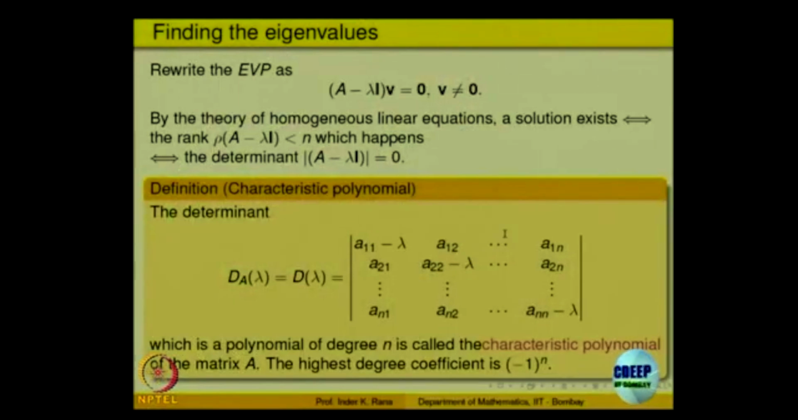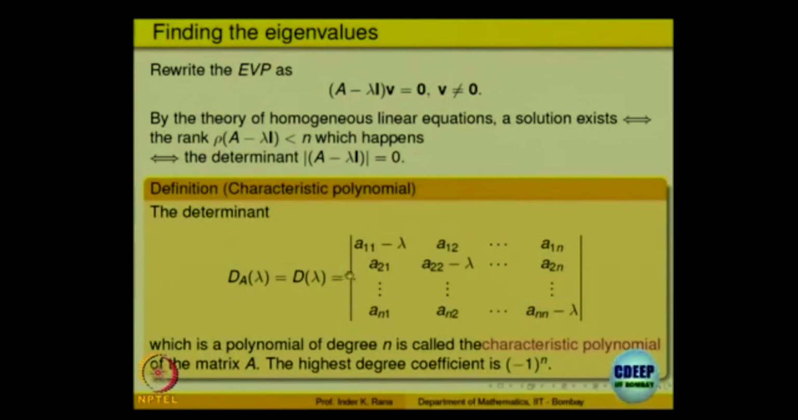That means you are looking for a non-zero solution for the homogeneous system. And that is true if and only if the matrix is not invertible, right? Nullity should be at least bigger than or equal to 1, right? The rank should not be full. That means the matrix should not be invertible. And in terms of determinant, that says determinant of A minus lambda I should be equal to 0, right? So let us give that determinant of A minus lambda I also a name, okay? So that is called the characteristic polynomial of the matrix.